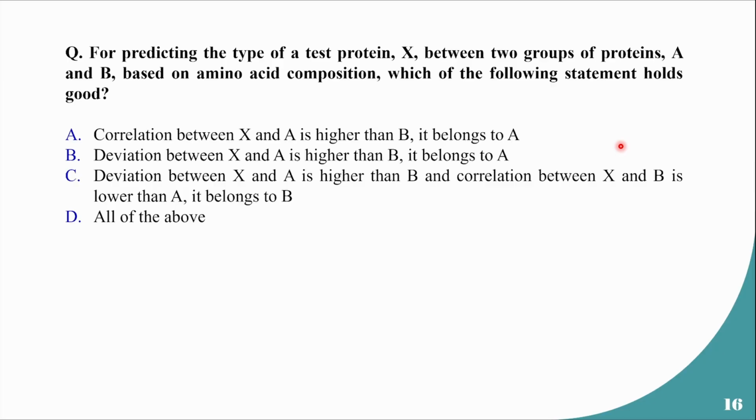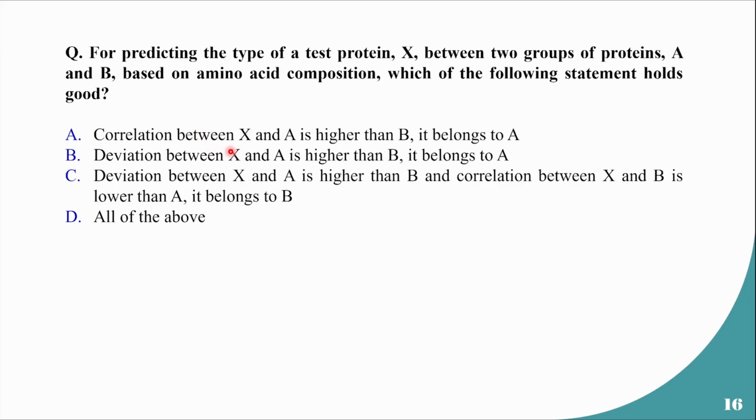Now, on the same vein, let's say you are trying to predict the class of a protein. You have some experimental, new protein, and you are trying to determine whether this protein belongs to this one class or this other class. So exactly that is being asked here. If you have a protein X, a test protein, and two known groups of proteins, A and B, and you are asked, based on the amino acid composition of X, A, and B, which of the following statements could be holding true?